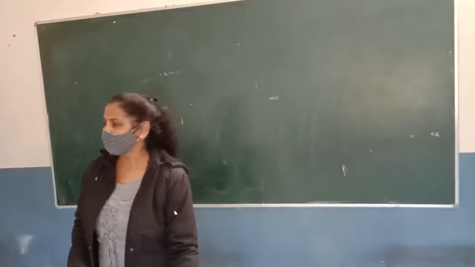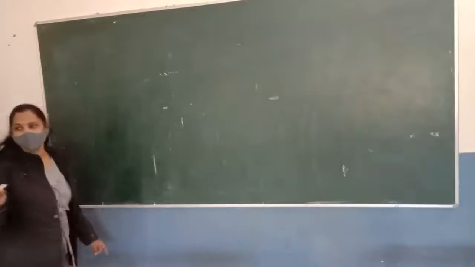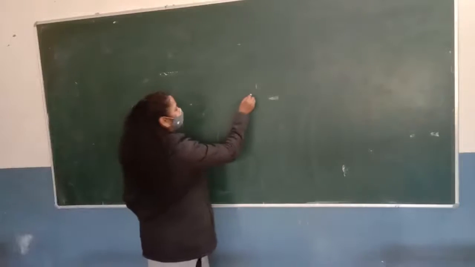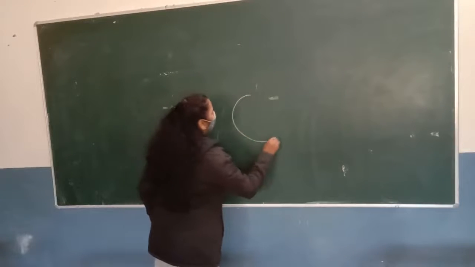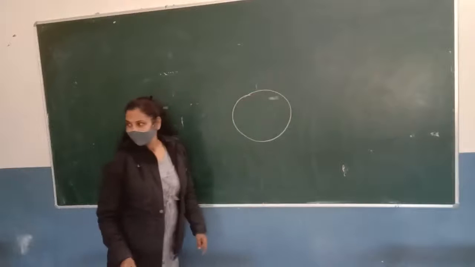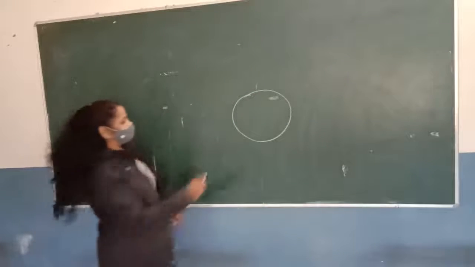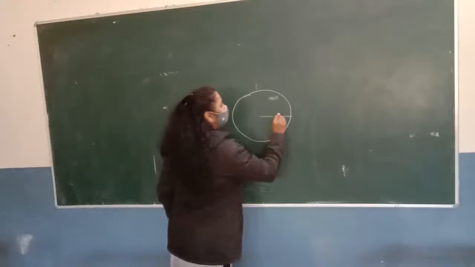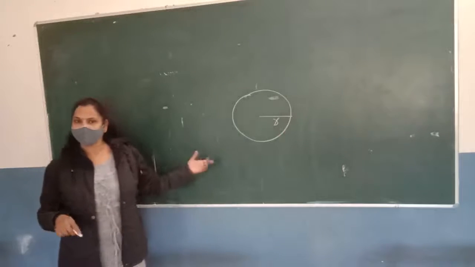New chapter of maths, area into circle. For this chapter, for the first exercise, you should know only a few simple formulas which you have already learned in lower classes. Right? This is a circle, and suppose this is the radius of the circle. So what should be the circumference of the circle?